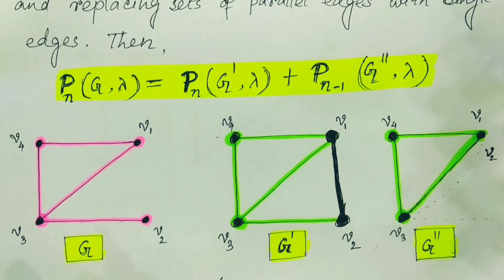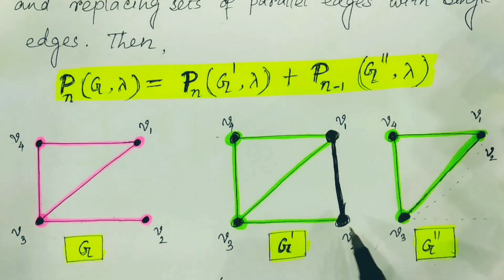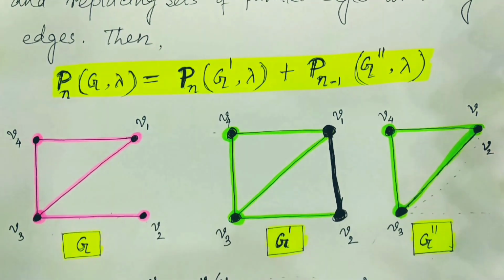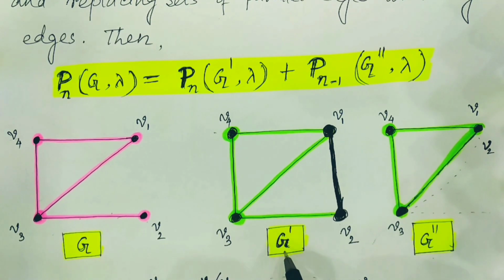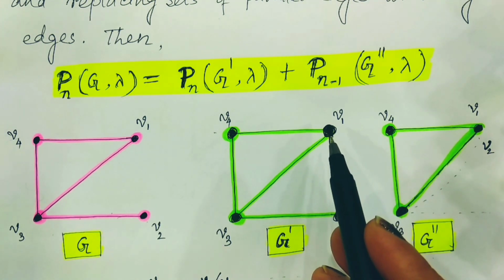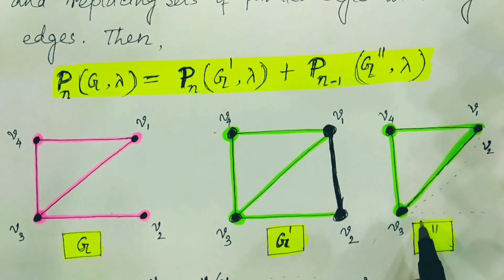So any graph is given, and from there we find which are the non-adjacent vertices. Any one pair we consider initially. After that, in the first step, we add an edge between V1 and V2, these two non-adjacent vertices, and we create one graph that is called G dash. By merging these two vertices we get another graph which is termed G double dash.